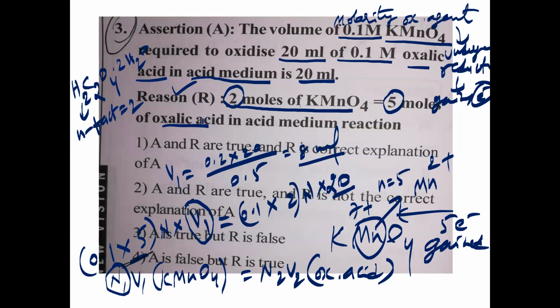Now from where are the 10 electrons coming? From oxalic acid molecules. Each oxalic acid molecule will lose 2 electrons. Then how many electrons should be lost totally? 10 electrons should be lost. But each oxalic acid loses 2 electrons, so 2 into 5, 10 electrons will be lost by 5 moles of oxalic acid. And each KMnO4 will gain 5 electrons, so 2 moles of KMnO4 will gain 10 electrons. The number of electrons gained must be equal to the number of electrons lost. So the reason is correct here. Let's take the screenshot of this.